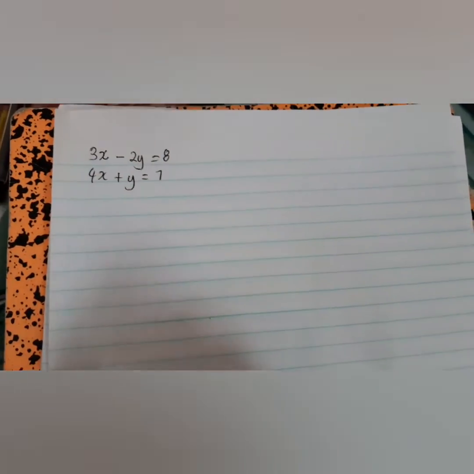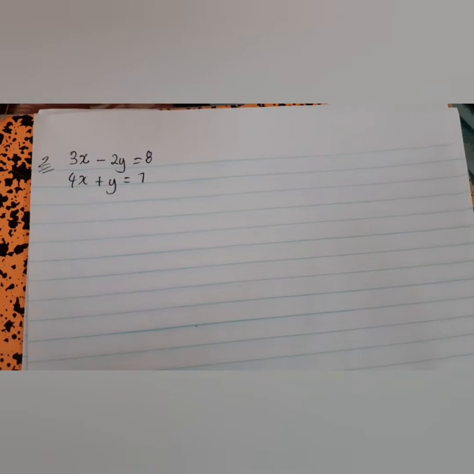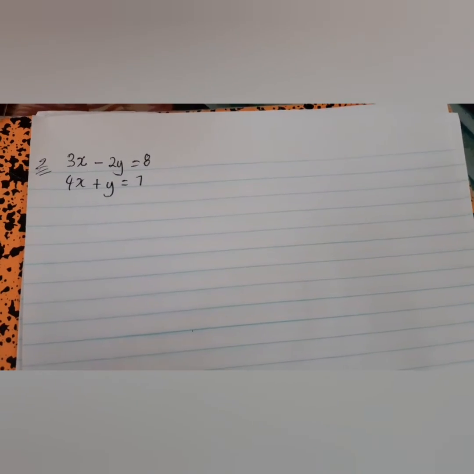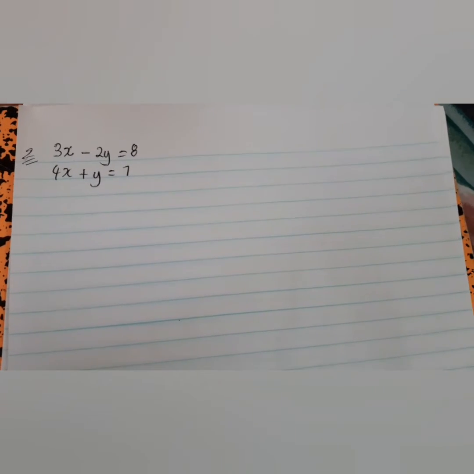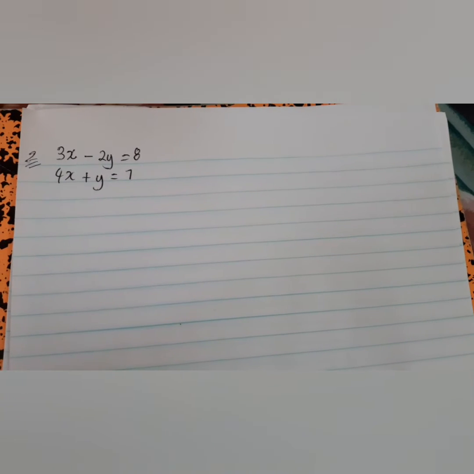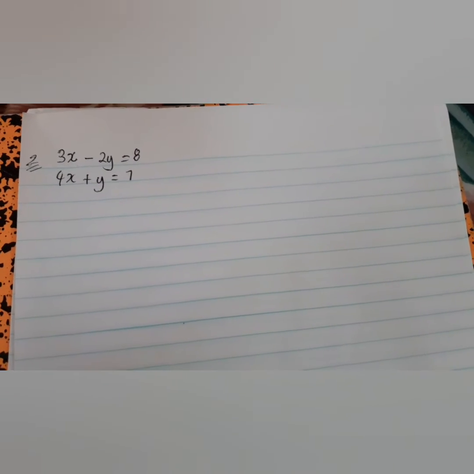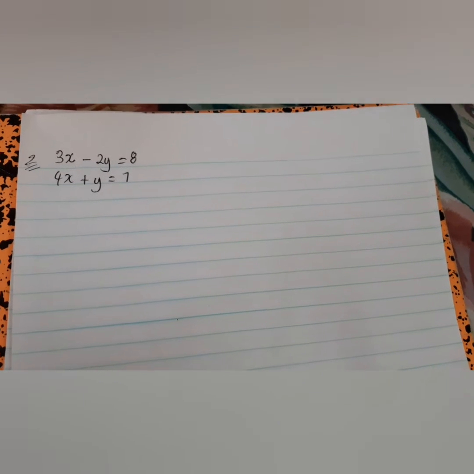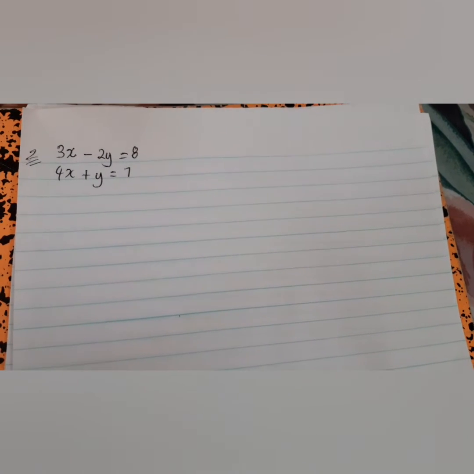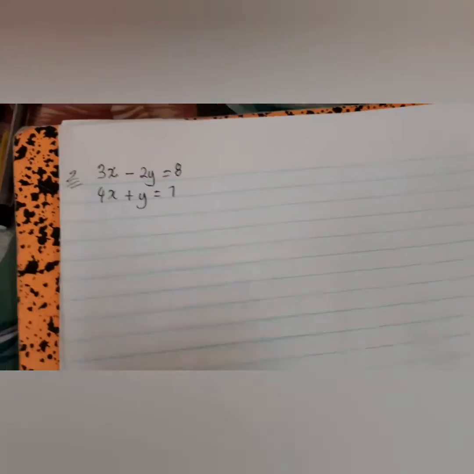Now, here we have another example. Example number 2. 3x minus 2y equals 8. 4x plus y equals 7. Solve this pair of simultaneous equations. Now, you can feel free to pause the video and use either method you feel most comfortable with. But I'll just go ahead and use the substitution method.